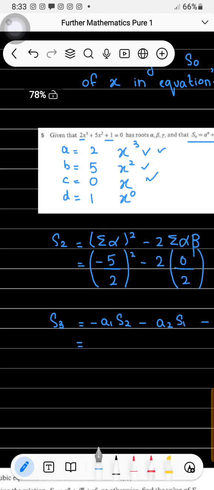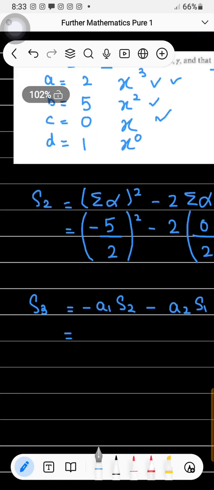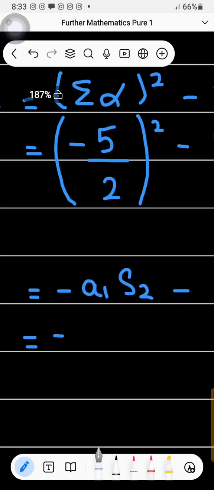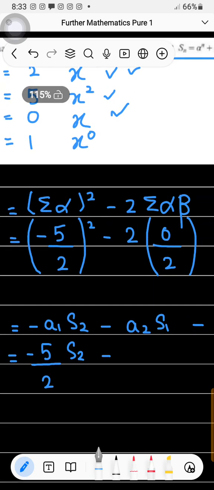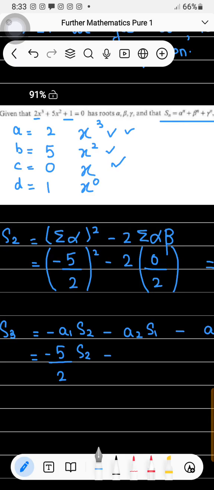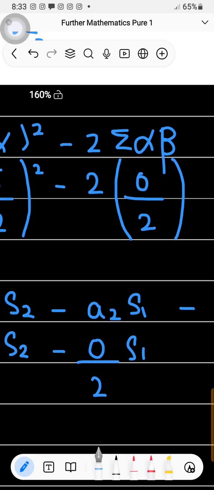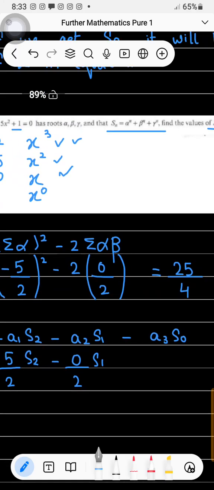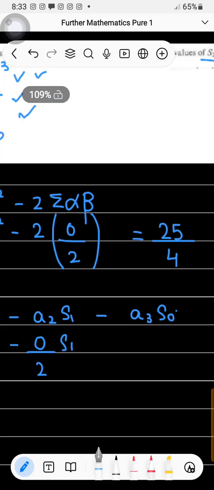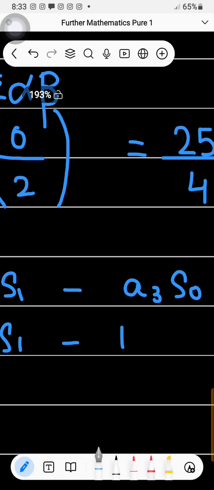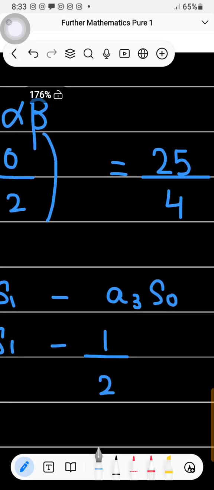So negative a1 is negative b upon a, which becomes negative 5 upon 2, S2. Then we have a2, which is c upon a, which is 0 upon 2, S1. Then here is minus a3, which will be negative d upon a, which is negative 1 upon 2, S0.